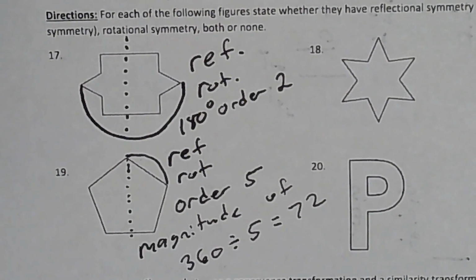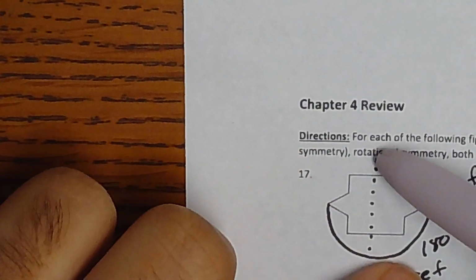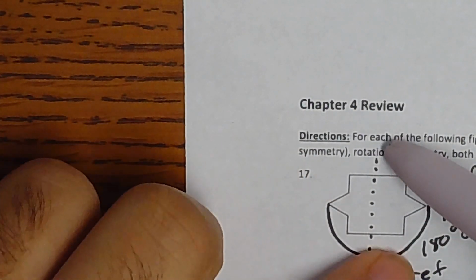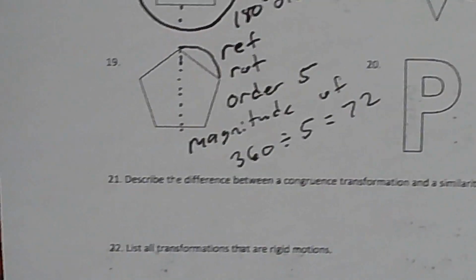Any questions on 17 through 19? Yes. The order is not exactly how many points, but for pentagons it is because it's the same. But like that first shape, it doesn't have points on both sides, so you can't say the points. It's really how many turns you can do until it looks the same. But we'll do some more in the notes today.